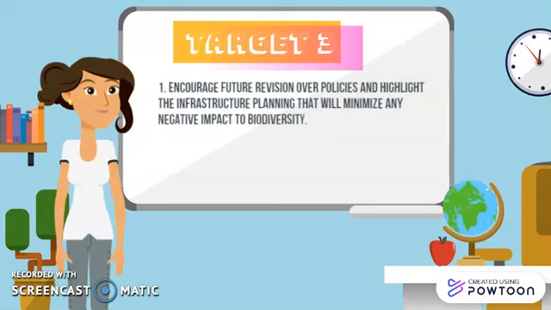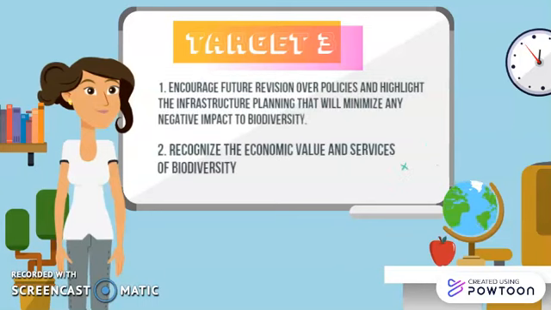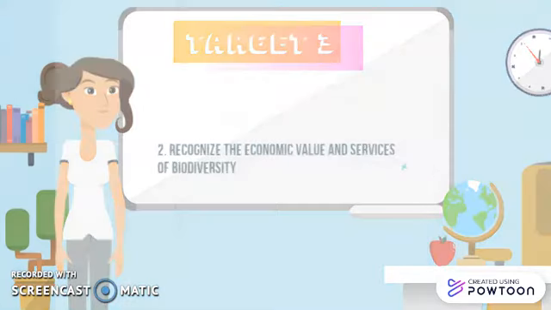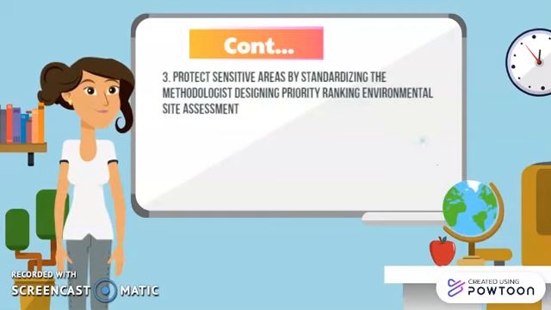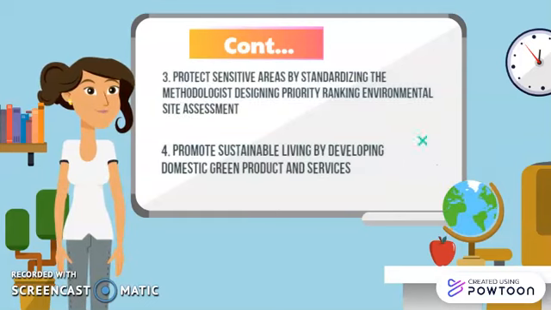Target 3. First, encourage future revision of policy and highlight the infrastructure planning that will minimize any negative impact to biodiversity. Second, recognize the economic value and service of biodiversity. Continue. Third, protect sensitive areas by standardizing the methodology, designing priority ranking, and environmental site assessment. Lastly, promote sustainable living by developing domestic green products and services.